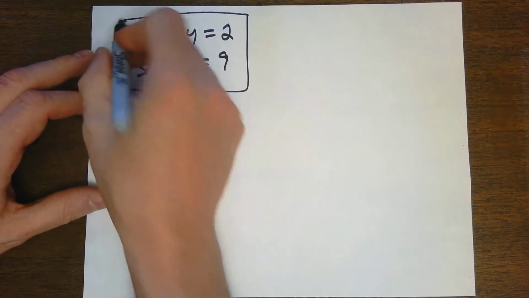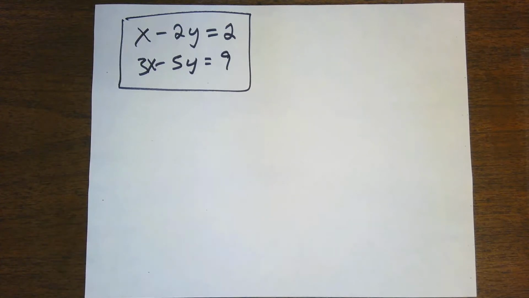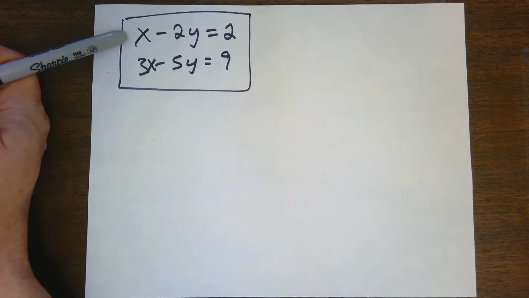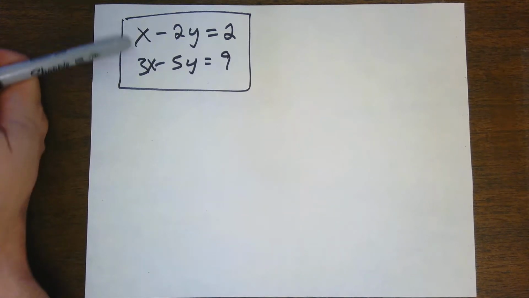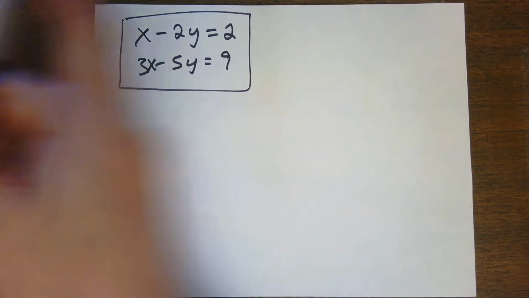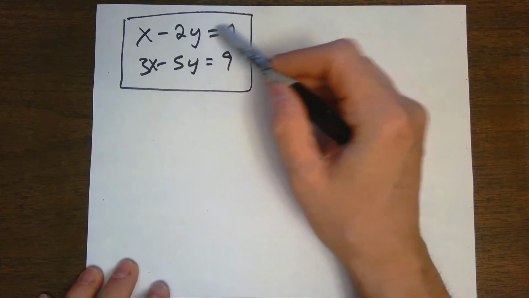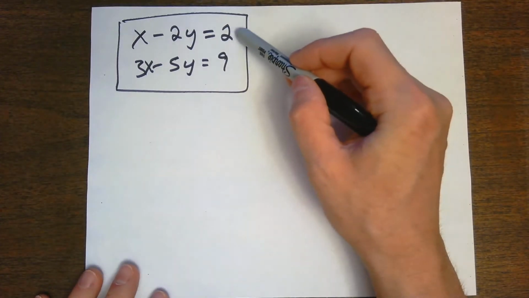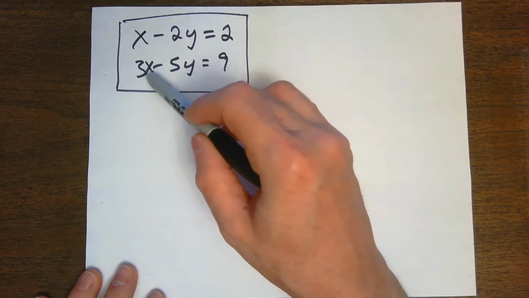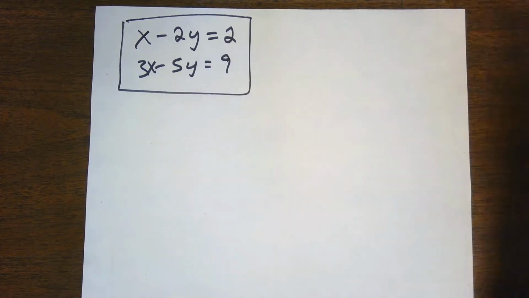There's my system. Now, if I had to solve this by any old method that I'd like, I think I would multiply the first equation by negative 3, because then the x's would get eliminated. Or add 2y to both sides, and I would get x equals 2y plus 2, and I could plug that in there and solve for y. So I could use any method. I don't think I would want to solve this one graphically.